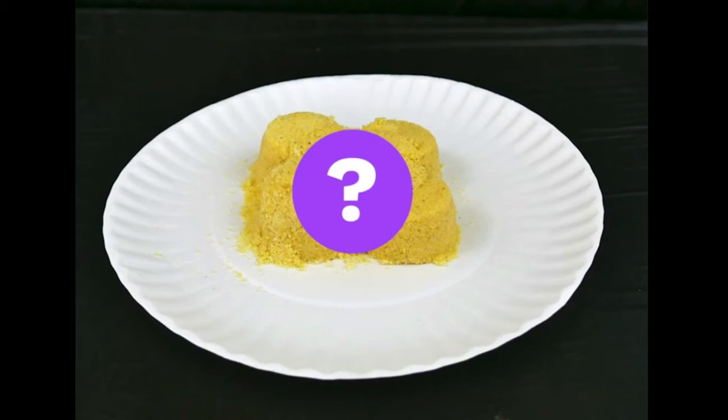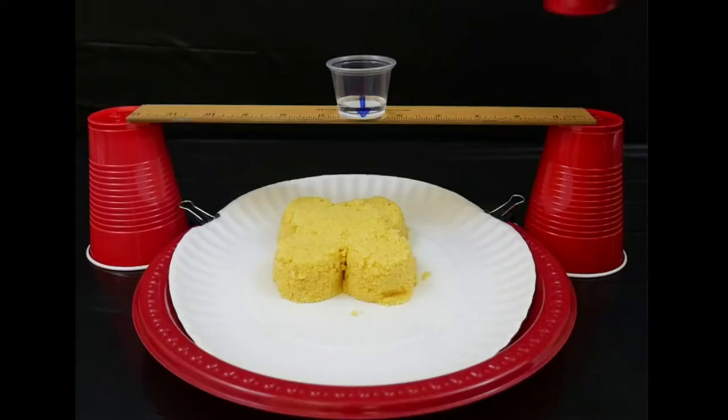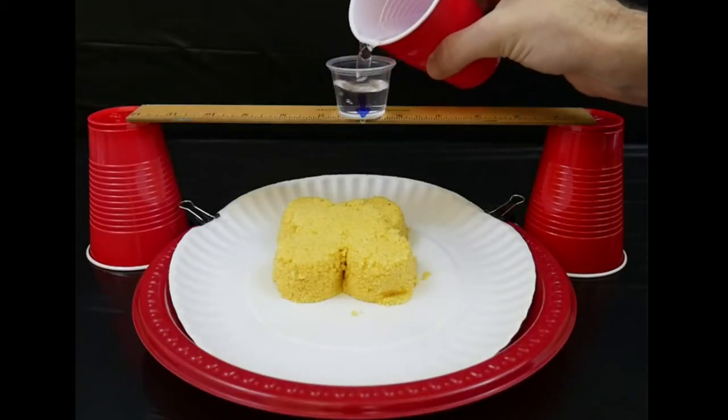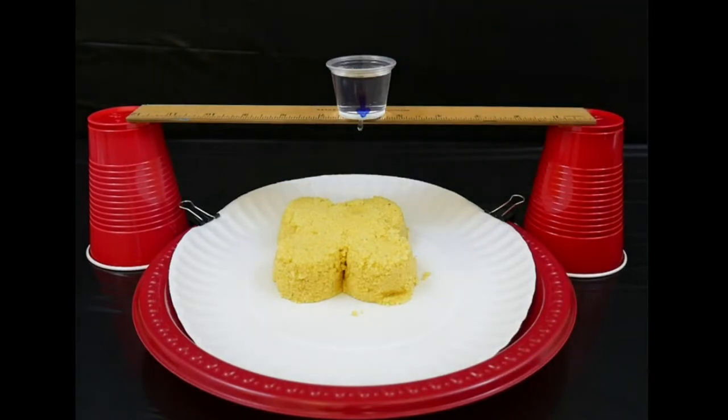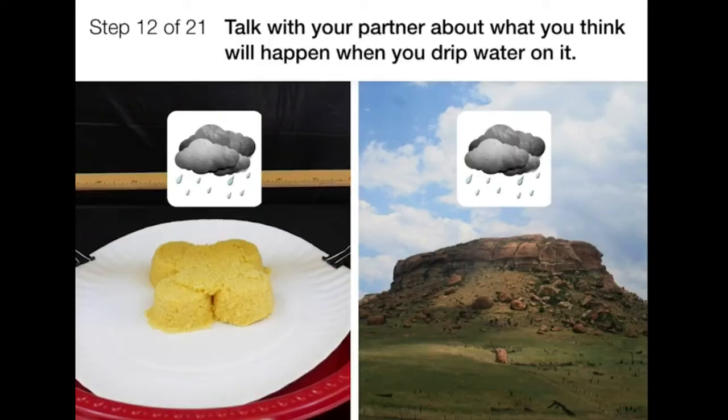What do you think will happen when you drip water on your land? For this activity, you need to be a really good observer. You're going to drip 4 small cups of water on the land and watch carefully for any changes. All right, are you ready to see if water can change the land? Will the water make a lake, a river, a waterfall, something else?